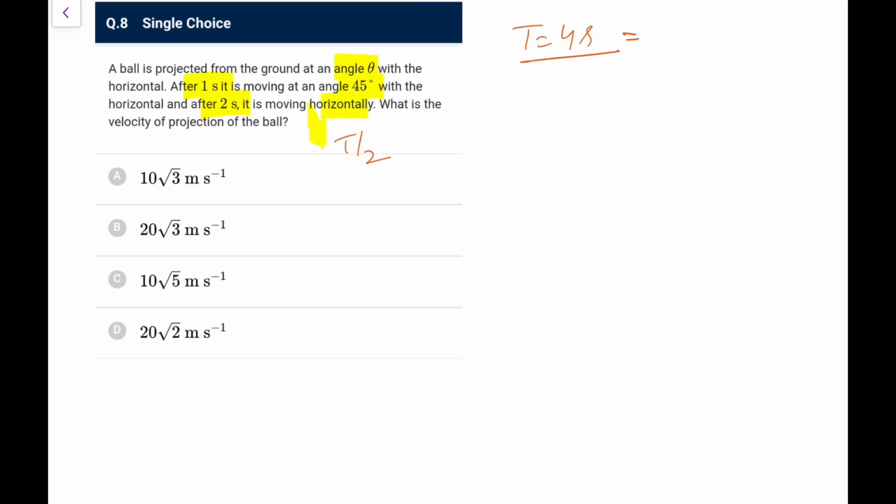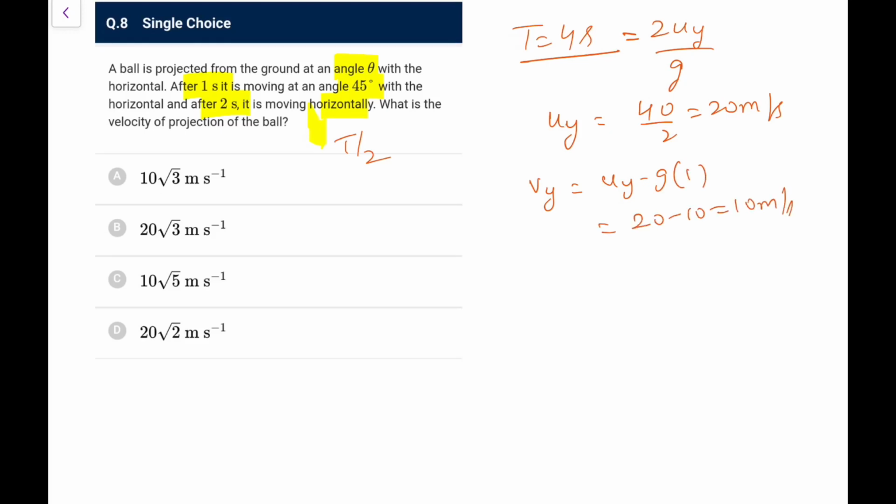First of all, time period is 2 uy by g. So from here, uy comes out as 40 by 2, that is 20 meter per second. So after 1 second, vy would be uy minus g into 1, that would be 20 minus 10, 10. And 45 degree angle at that moment means tan 45 would be vy by vx, and vx is always ux. Tan 45 is 1, that means 10 is equal to ux. So the initial velocity would be the square root of ux square plus uy square, 10 square plus 20 square.